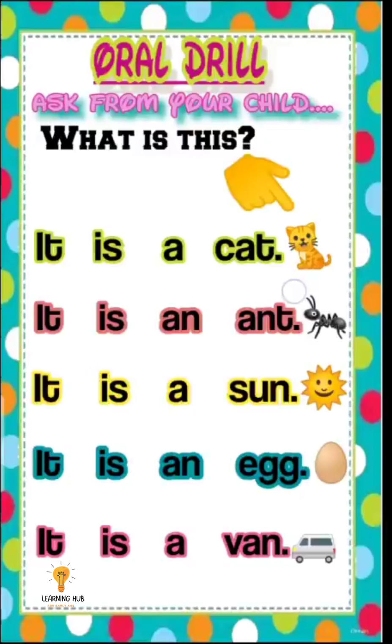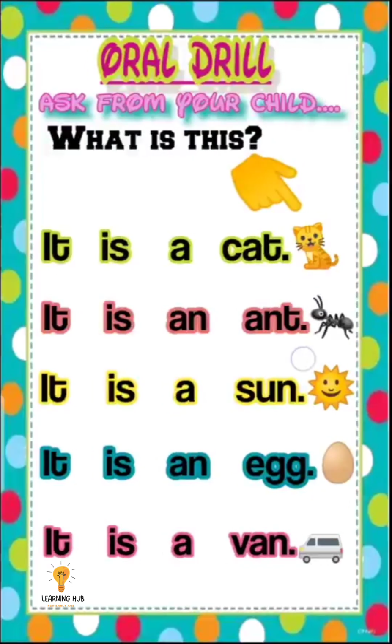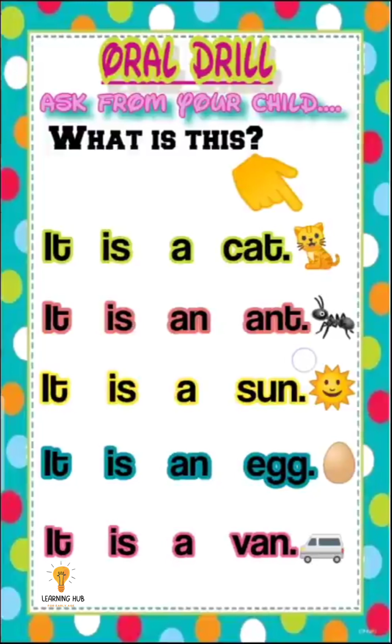Now you will give me answer. It is a cat. What is this? It is a cat. Next picture. What is this? It is an ant. It is an ant. Next. What is this? It is a sun.